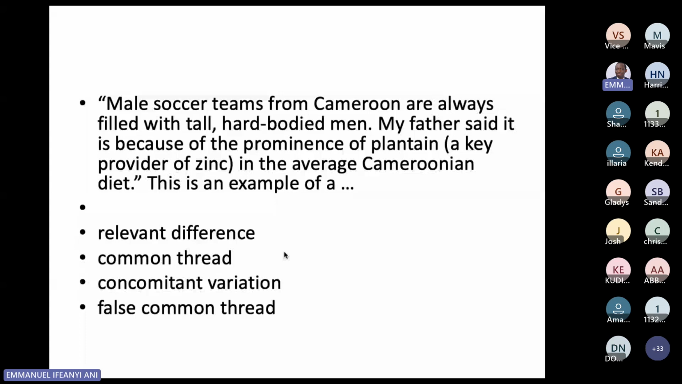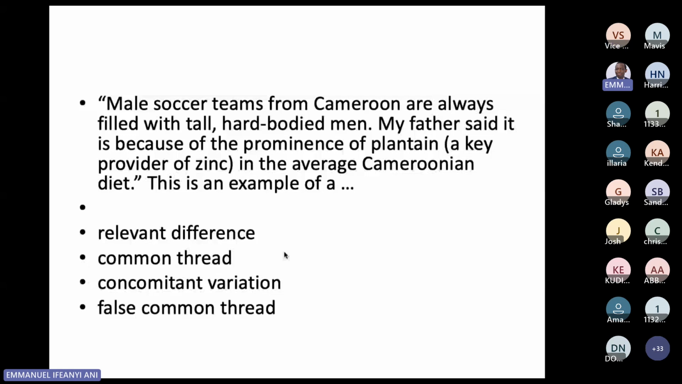So what is it differing from? What is it different from? What is it varying from? There are variations. What is the other side of the variation? At one side of the variation, you have Cameroonian teams. So I think I will help you with that.